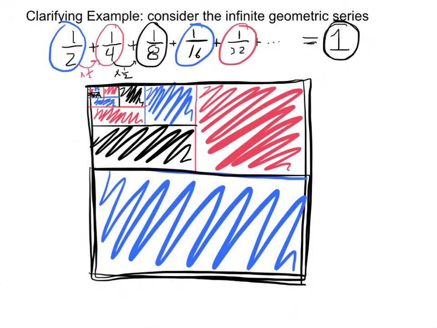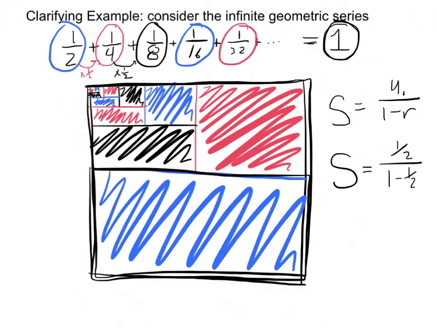By the way, I should mention, we could also use the formula for this. The formula for the sum of an infinite geometric series is that the sum is the first term over 1 minus the common ratio. In this case, that would be the first term of 1/2 over 1 minus the common ratio, which was also 1/2. That means S is 1/2 over 1/2, which means S is 1.